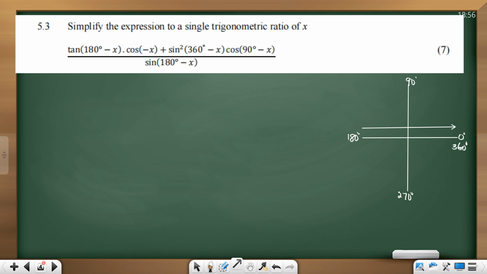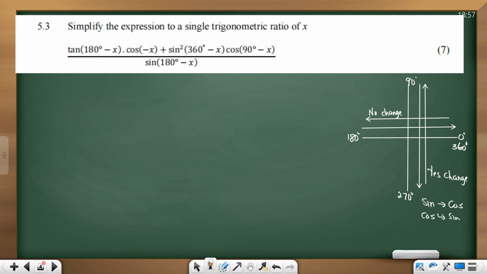If you are moving this way, no change. If you are moving that way, vertically, you change. So here, we're saying no change. Here, yes, you change the trig ratio. Your sine would become cos, your cos would become sine, and your tan would become 1 over tan. And then you use your theta as 1. Anyway, you see theta, put 1. Done.